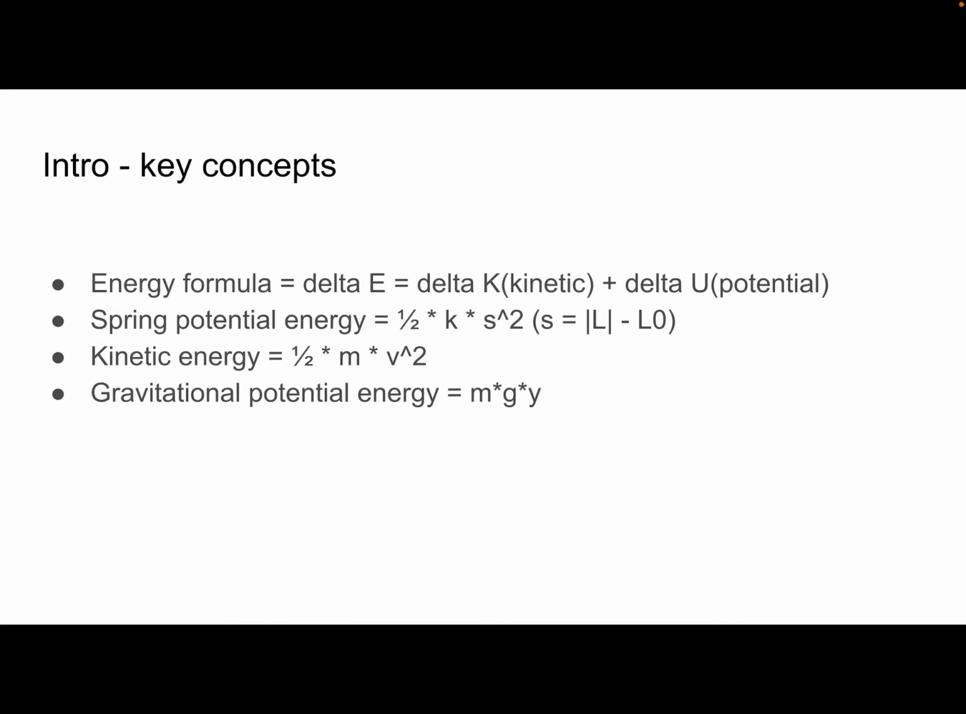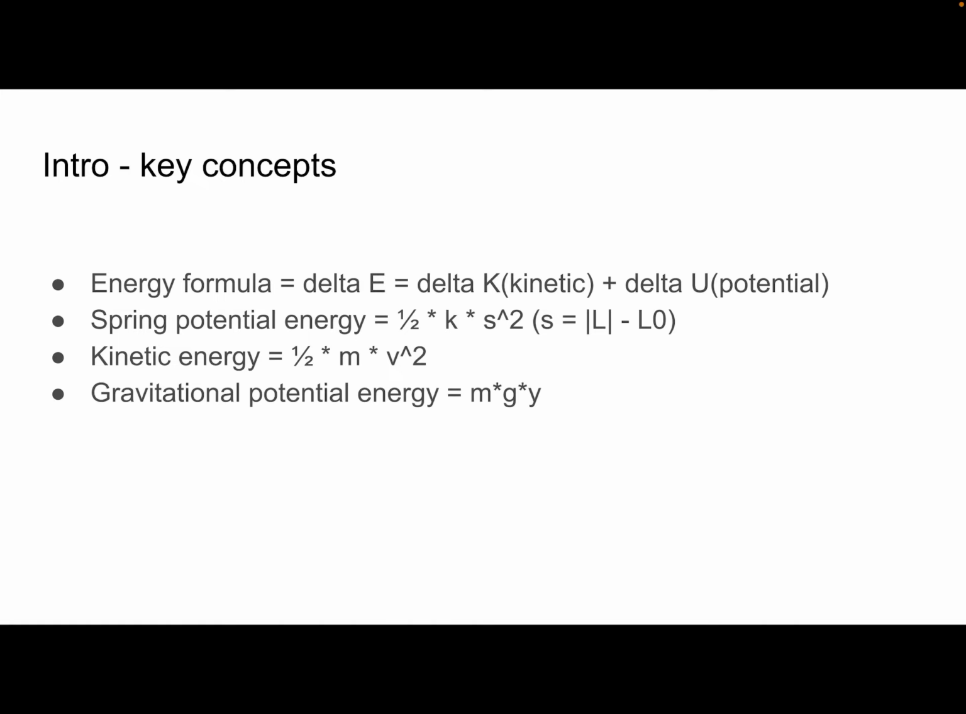The first is the energy principle formula, which is the change of energy, which is equal to the delta kinetic, which is the change of kinetic energy, plus the change of potential energy. There's two potential energies. That is a spring potential energy, which is equal to 1/2 times the spring constant times the displacement of the spring squared, which just means the magnitude of the final length of the spring minus the initial length of the spring.